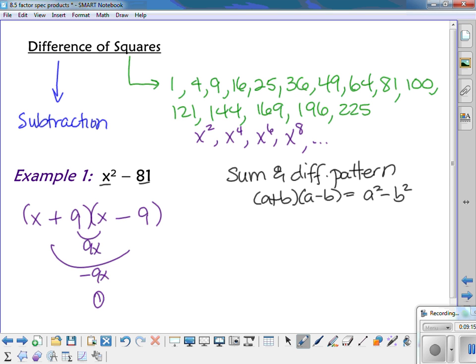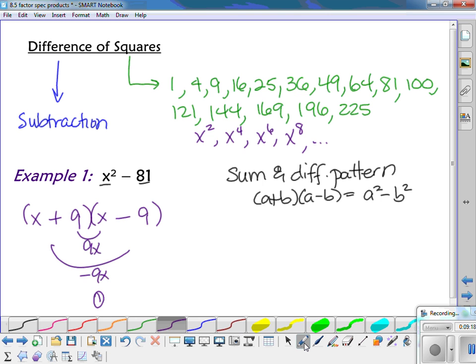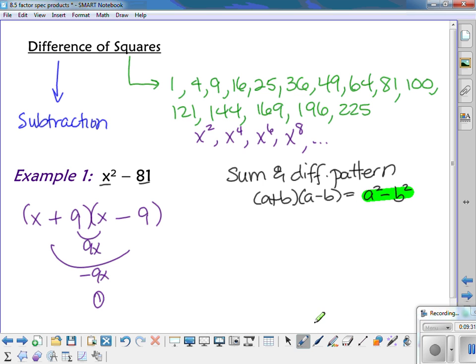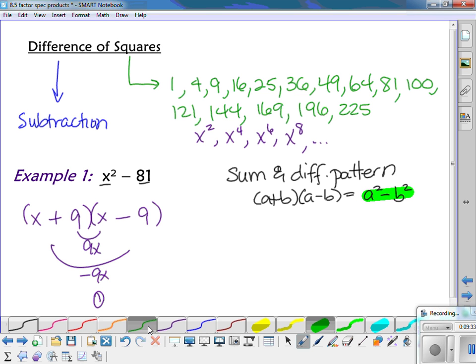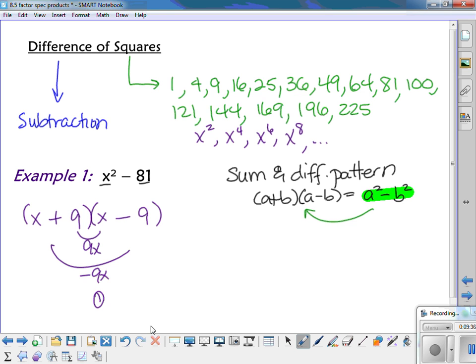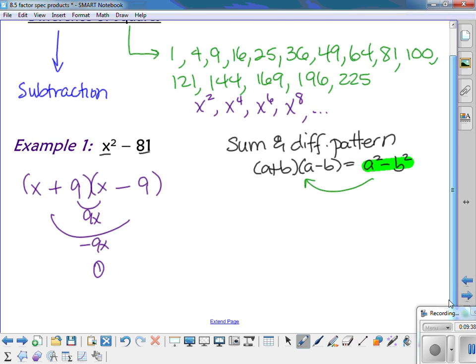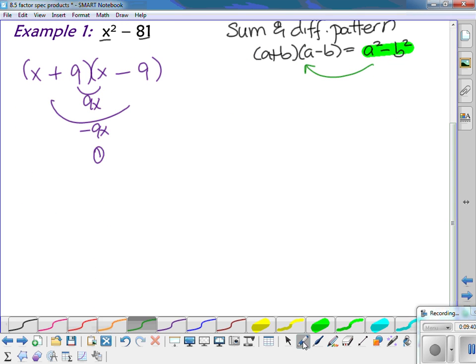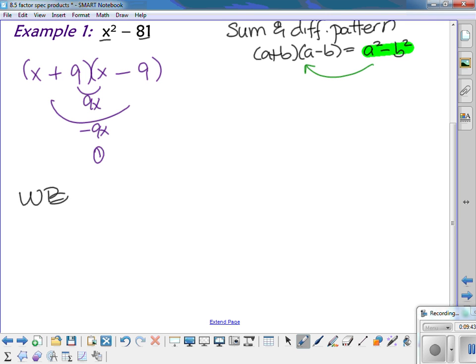Okay? So whenever you have an a squared minus b squared, you know it's a plus b times a minus b. We're just going the opposite direction. We used to start with the sum and difference pattern. Now we're starting here, and when we factor it, that's our answer, okay? All right, so let's do one on whiteboards for you. All right, do that one on your whiteboards.